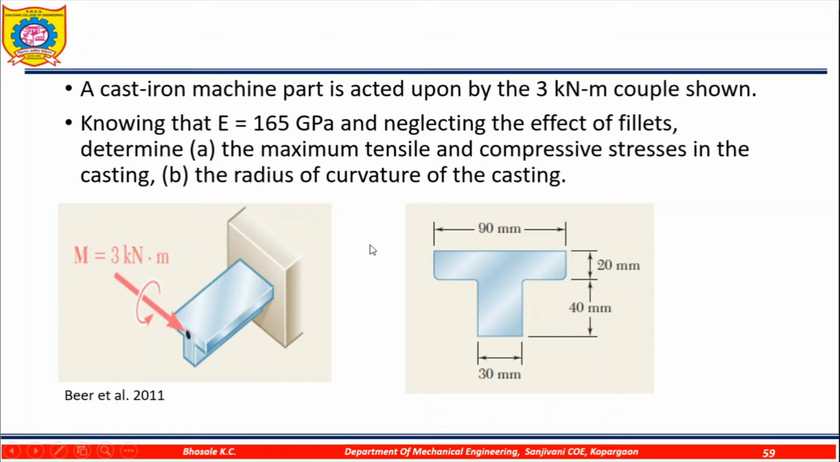In this numerical, we have taken the problem from the Beer Johnston book. A cast iron machine part is acted upon by the 3 kN couple as shown in the figure. Knowing that E equals 165 gigapascal and neglecting the effect of fillet, determine the maximum tensile and compressive stresses in the casting, and the radius of curvature of the casting.